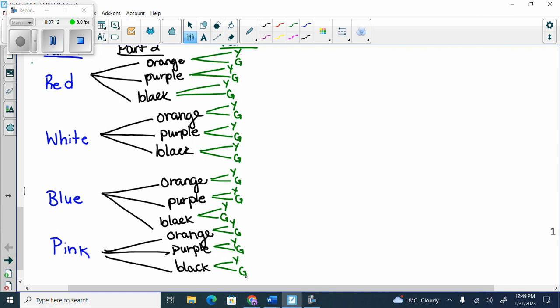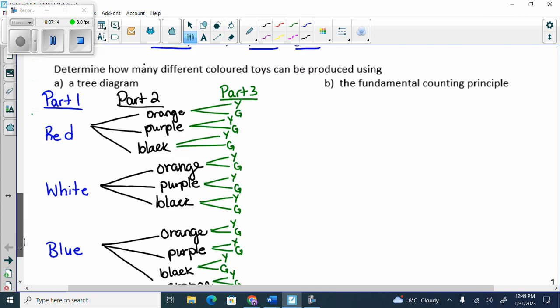So we can only use the fundamental counting principle if we're choosing one from each. So if we're choosing one color from part 1, and one color from part 2, and one color from part 3, we can use the fundamental counting principle. If at any point in time I can pick 2 from there, like 2 from part 2 and 1 and 1, I can't use the fundamental counting principle anymore. The fundamental counting principle only works when you pick one of each type. Okay? So, how does this work?